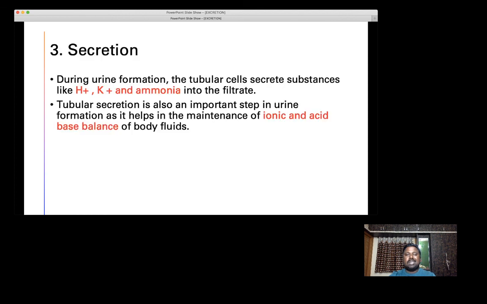Next, the last stage is secretion. During urine formation, some of the tubular cells in the nephron secrete substances such as H plus, K plus, and ammonia into the filtrate. This helps in the formation of urine and maintains the ionic and acid balance of the body fluids. This is the last stage of urine formation.